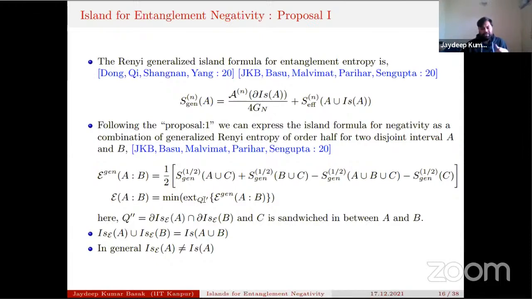Now, what is this Q double prime surface? Q double prime surface is the intersection of the boundary of negativity island A and negativity island B. Here also, when we have the island for total A union B, the entropy island of A union B, we can again chop it into two parts, where we can name one as negativity island A and another as negativity island B. And in general, we can say that these negativity islands and entropy islands are not exactly the same.